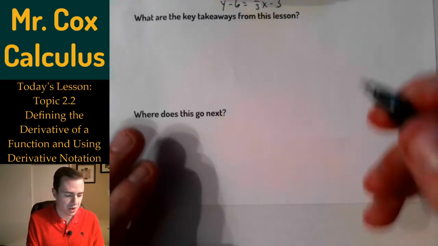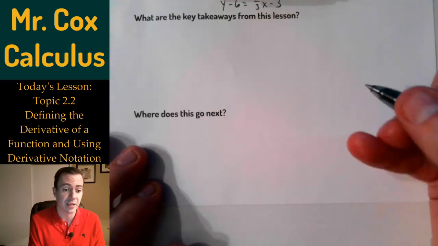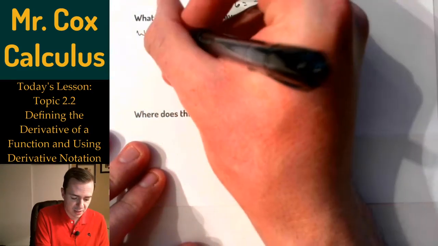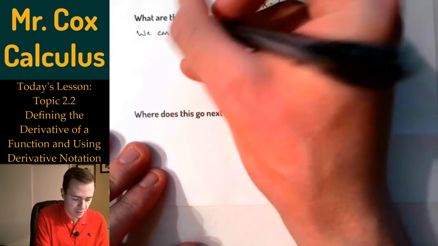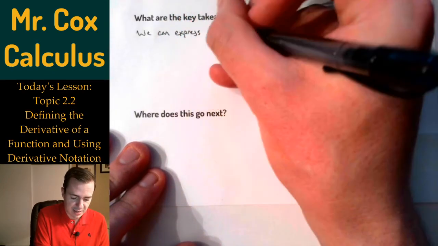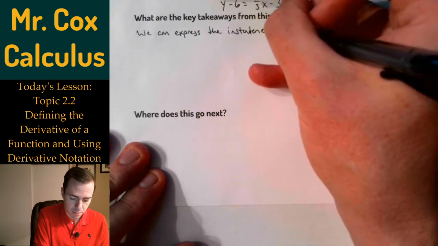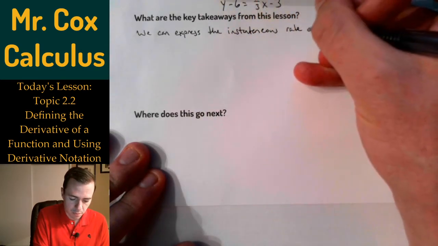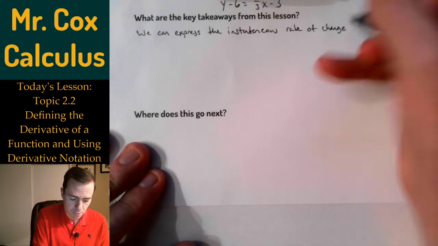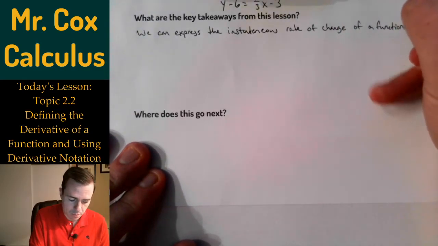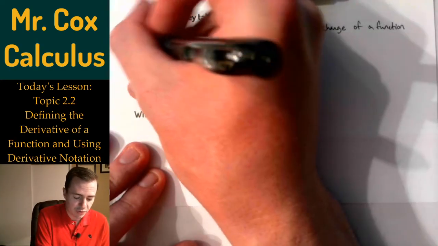What are the key takeaways from this lesson? Well, it's a big one. It really, really is. It's the idea that we can express the instantaneous rate of change of a function as its own function.